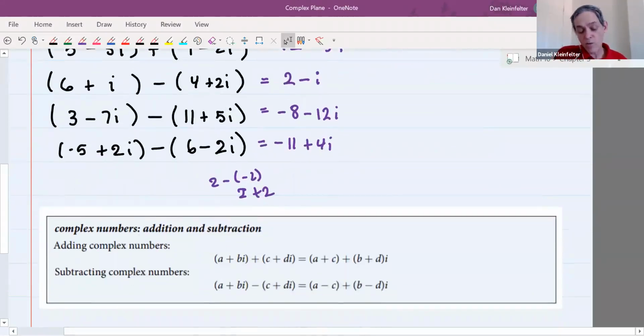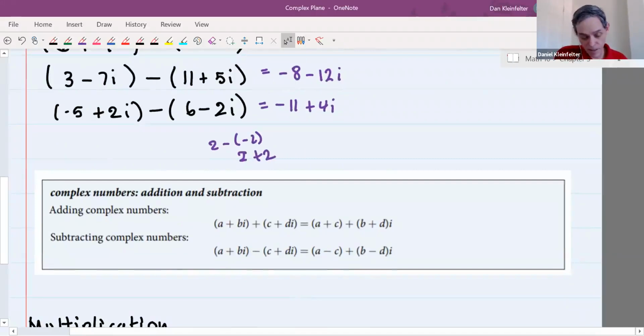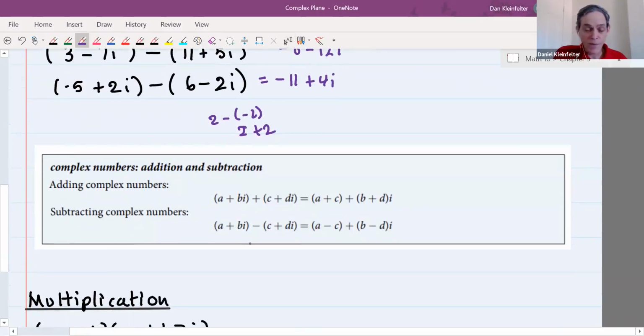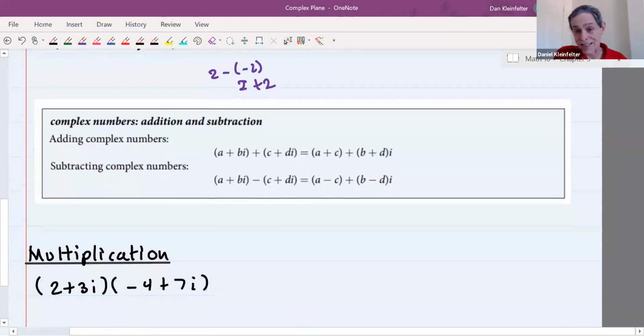Okay, so the rules for addition and subtraction are summarized here using A's, B's, C's and D's, but basically you see that what we did up here is represented down here. The real parts are added, the imaginary parts are added. For subtraction, the real parts are subtracted, and then the imaginary parts are subtracted.